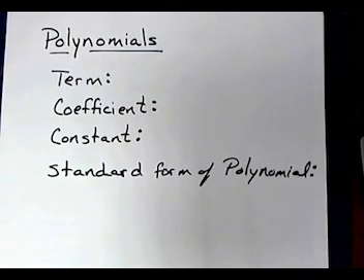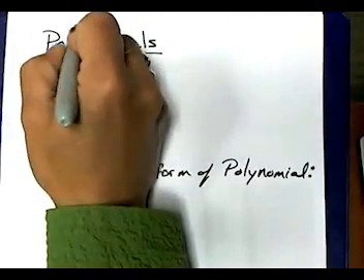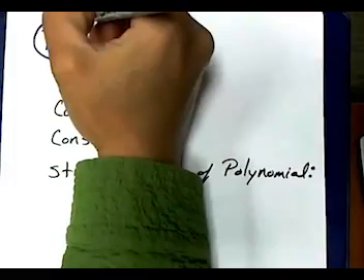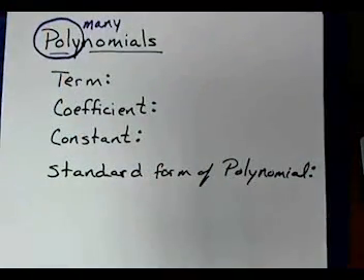So going through our vocabulary, we need to make sure that we are aware of what we're talking about. Now, polynomials is a pretty big word. We need to be able to understand what that means. Now, Polly wants a cracker? No, not that kind of Polly. Poly means many, or lots of them.